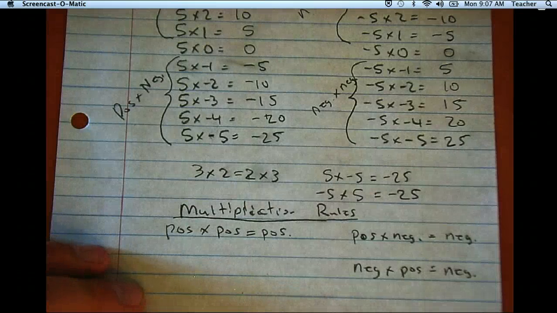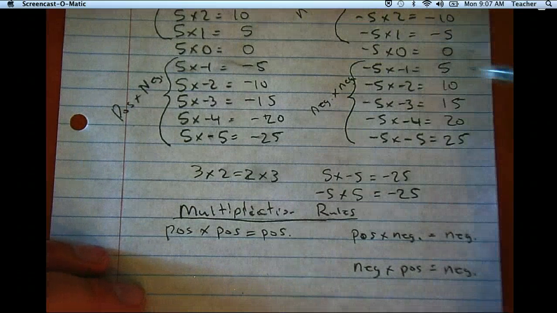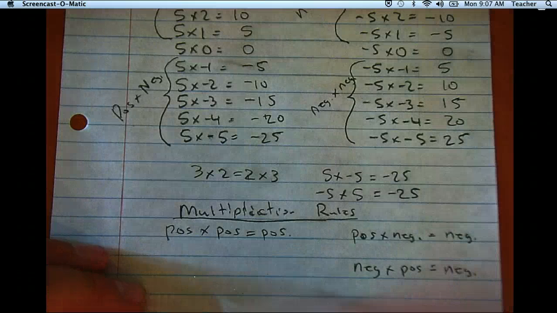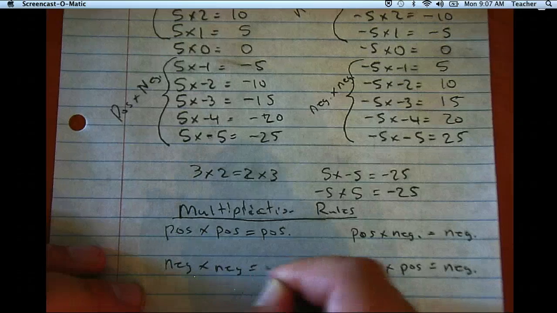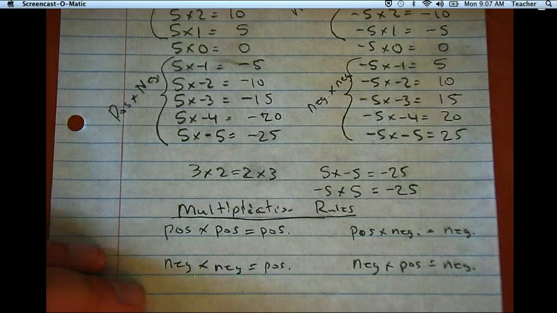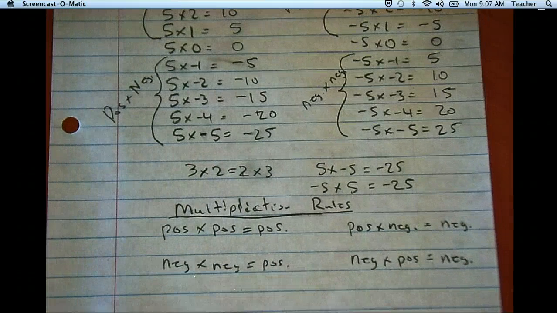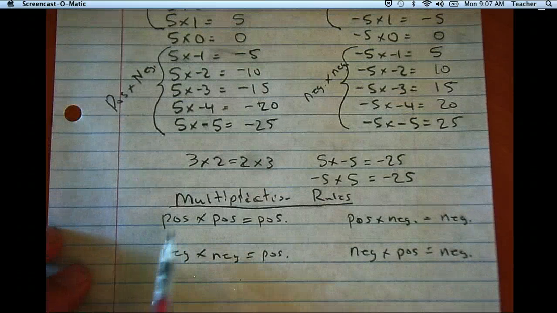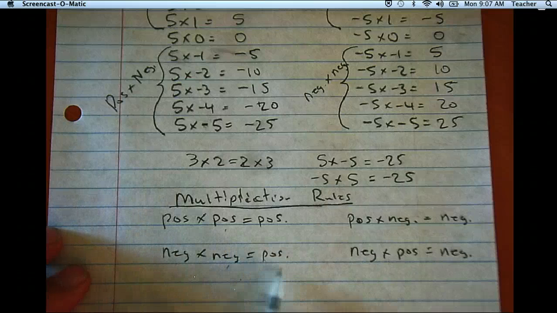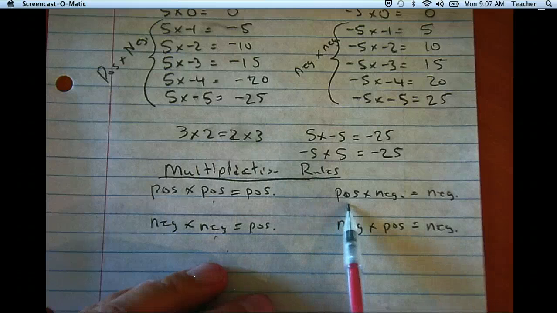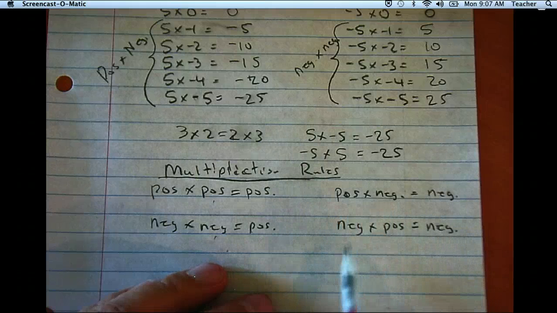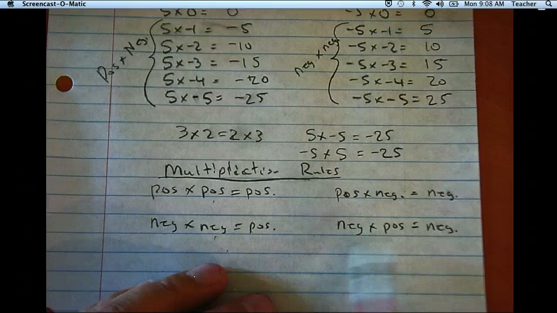But if I have negative times a negative, notice that all my answers on negative times a negative are positive. So negative times a negative is equal to positive. So my multiplication rules: when the numbers have the same sign, if they're both positive or both negative, my answer is positive. When the signs are different, when one's a positive and the other's a negative, or one's a negative and the other's a positive, my answers are negative.